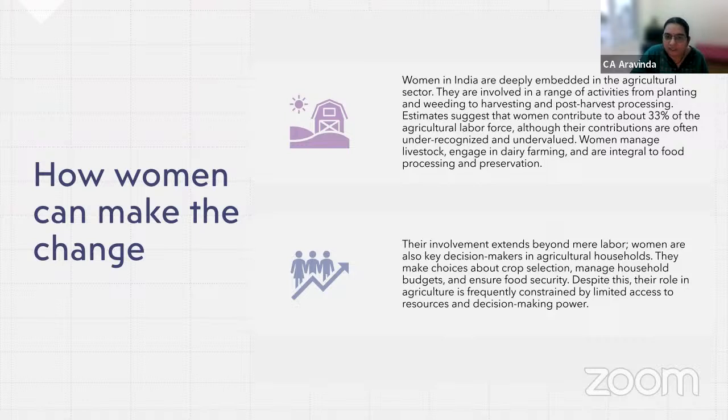So how to make the change? Everyone will say, you have to make the change, you have to do this, you have to do that. But unless women feel that they are energetic and powerful and are the ones who can make changes for themselves, no one will help them, no one can make anything happen.